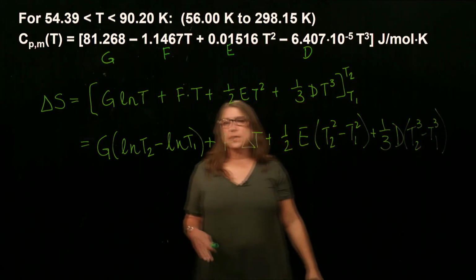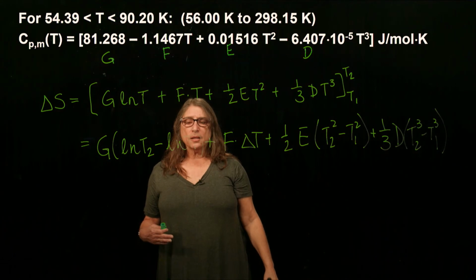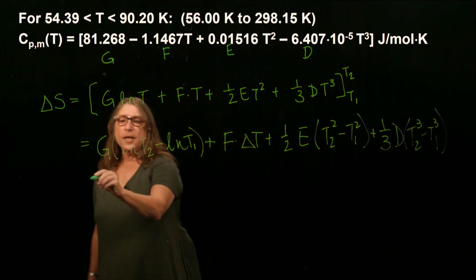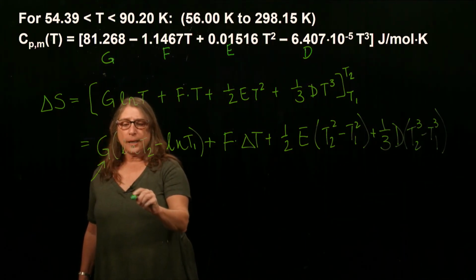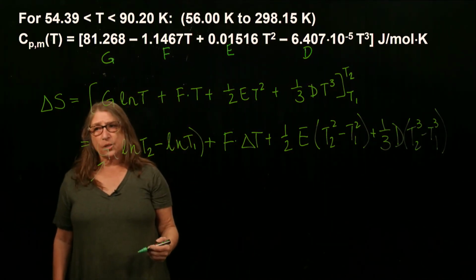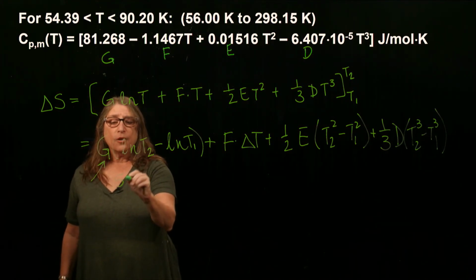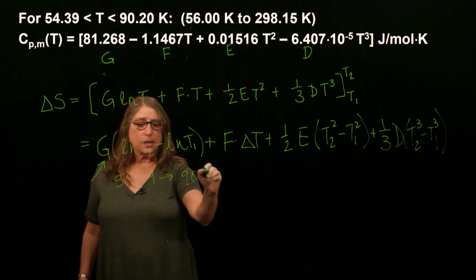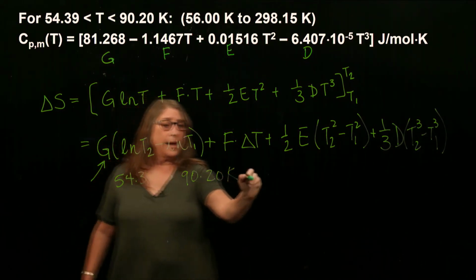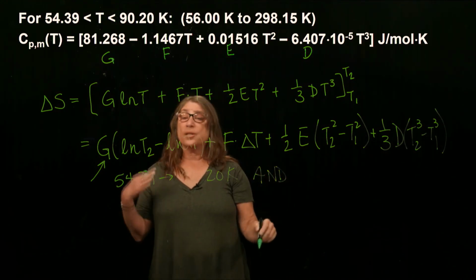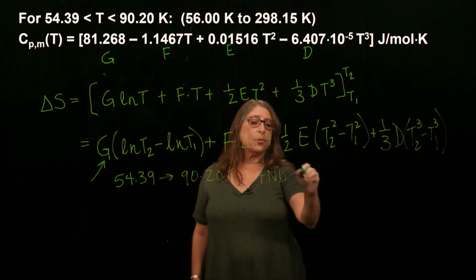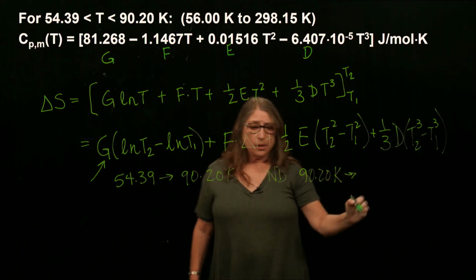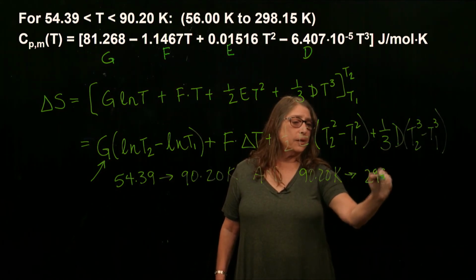I'm going to solve this problem in Excel, so look for the entropyExample.xlsx. This particular form I can use in both of the temperature ranges where it is changing, 54.39 up to the boiling temperature of 90.20 Kelvin. And I can use this with different coefficients in the range of 90.20 Kelvin to 298.15 Kelvin.